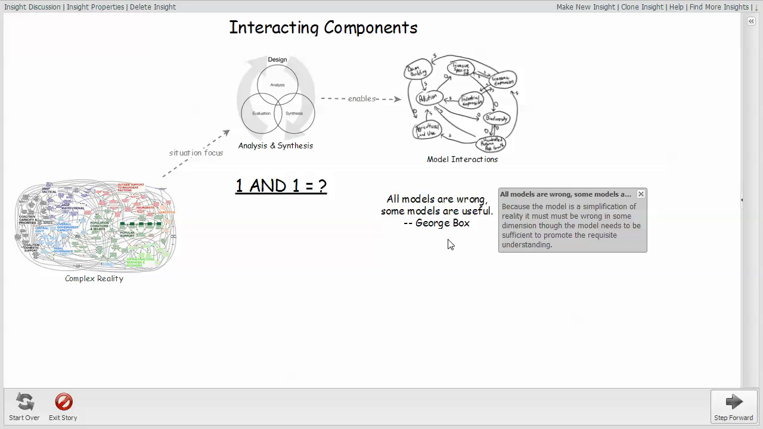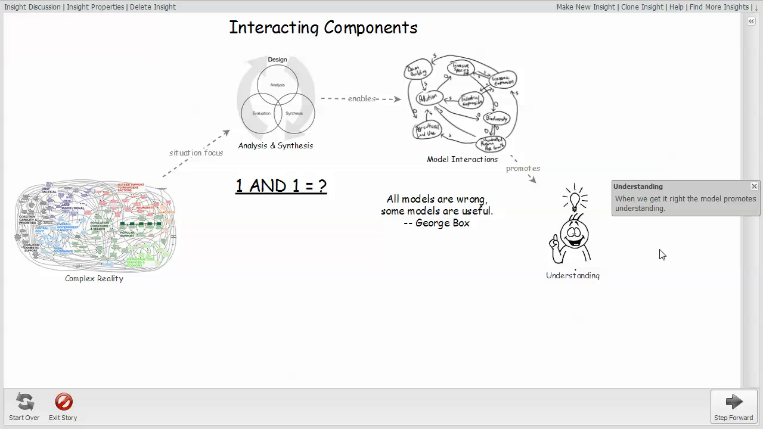There's this quote from George Box: all models are wrong, some models are useful. The intent is to develop a model that promotes the appropriate level of understanding so that we can figure out how to deal with the situation, as opposed to trying to deal with all of reality, which is simply too complex for us. So it's good to think of a model as a simplification of reality intended to promote understanding. Good models help us understand, and models that don't help us understand aren't good models.